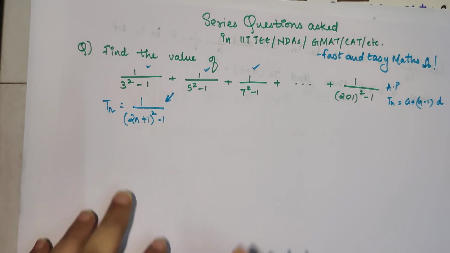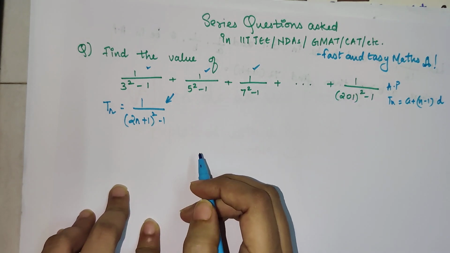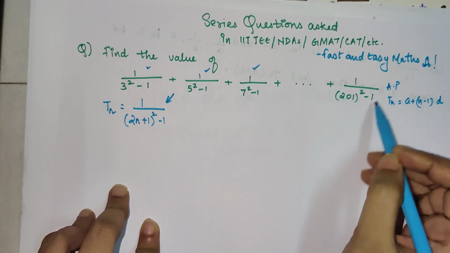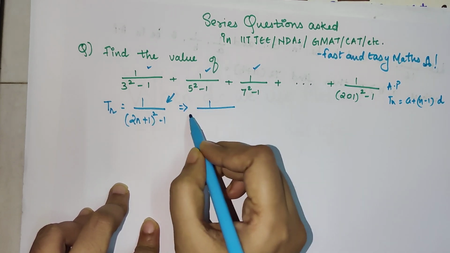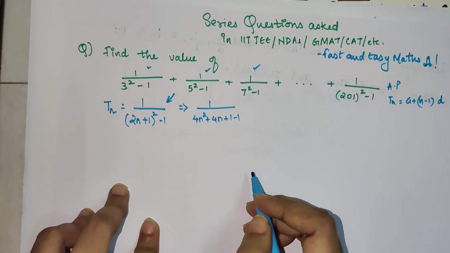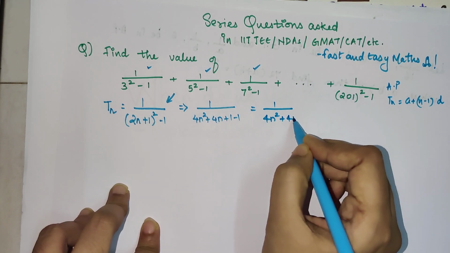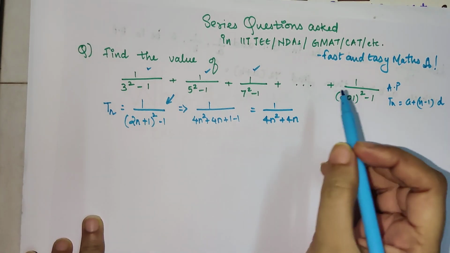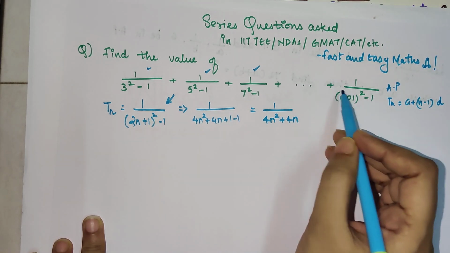Now from here what do we get? We get how many terms are possible. That can be done with the help of this particular last term. But before that, let's try to simplify this. I can write this as 4n square plus 4n plus 1 minus 1, correct? So this comes out to be 4n square plus 4n, correct? And coming back, like I said, this Tn formula represents the last term as well.